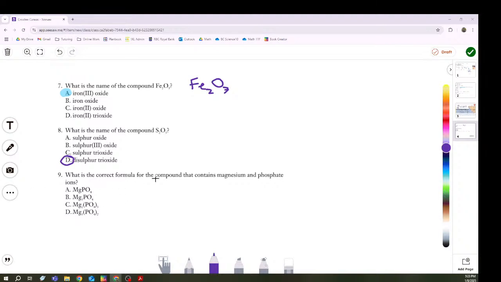What is the correct formula for the compound that contains magnesium and phosphate? Now, phosphate is a polyatomic, so I'll need to pull up the polyatomics. I'm trying to multitask and figure out why my camera is just completely shut down, as I pull up your polyatomics first. And try to screenshot that.